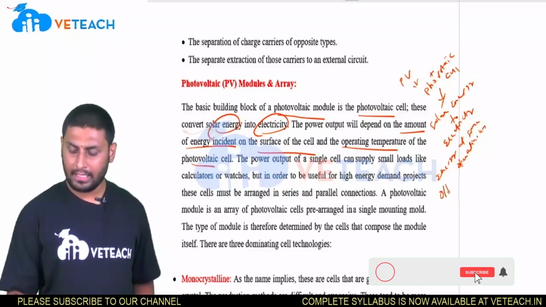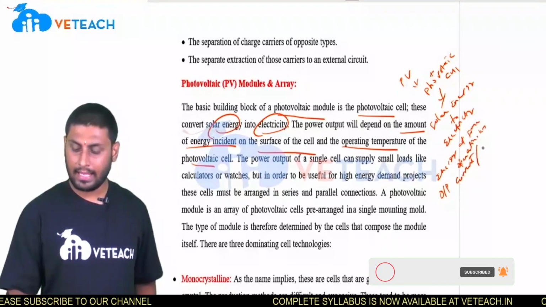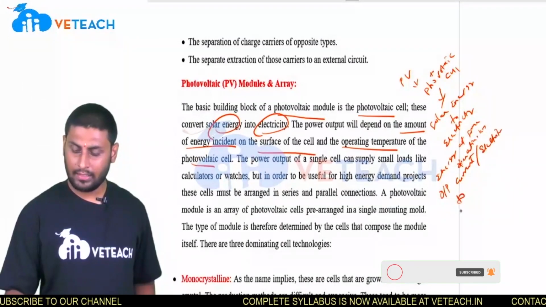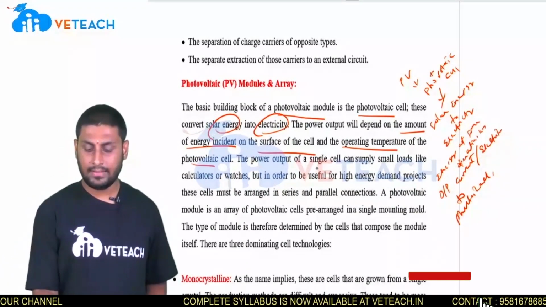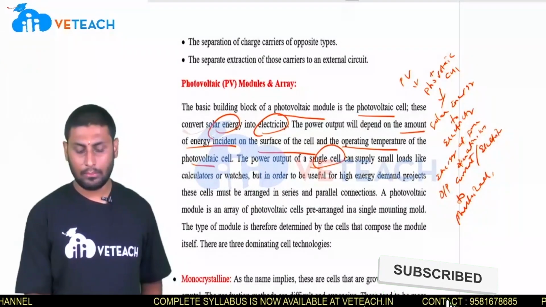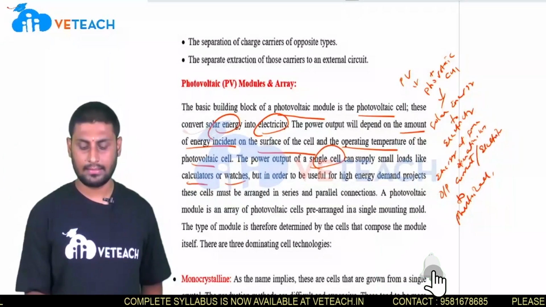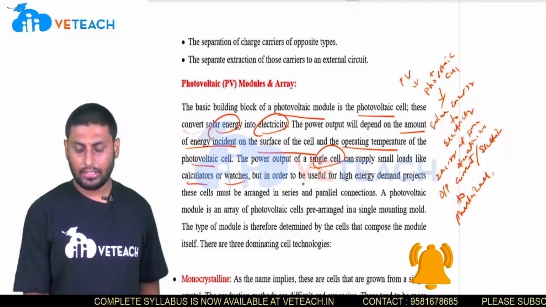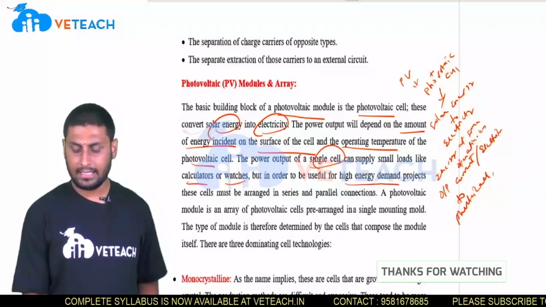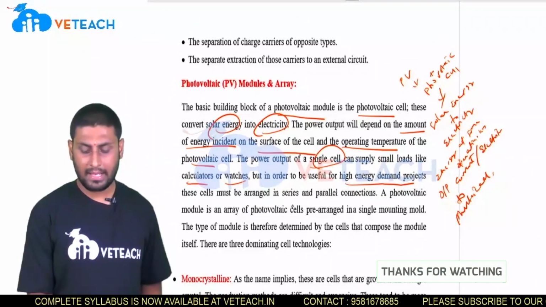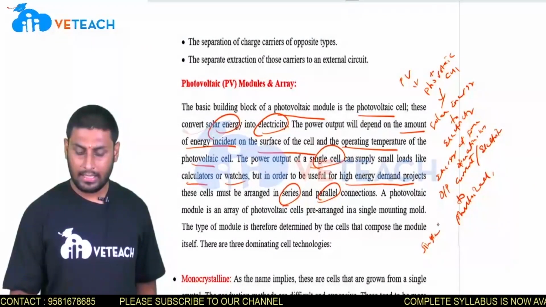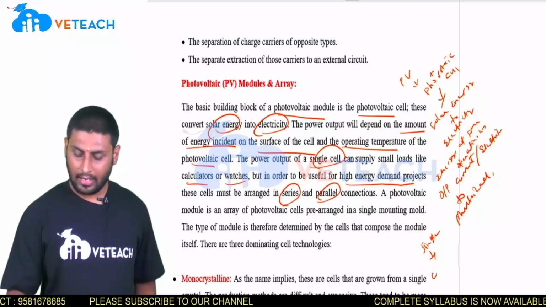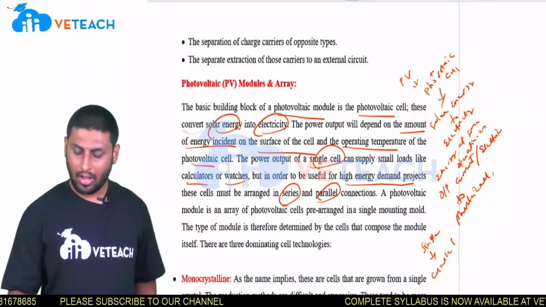The output is the current or electricity from the photovoltaic cell. A single cell can supply some small loads like calculators and watches. But to be useful for high energy demand projects, the cells must be arranged in series and parallel. For a single cell, we can only power outputs such as calculators and watches.